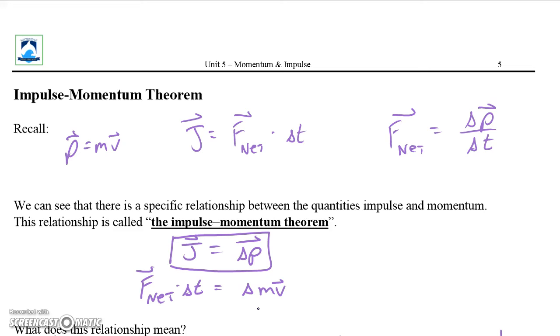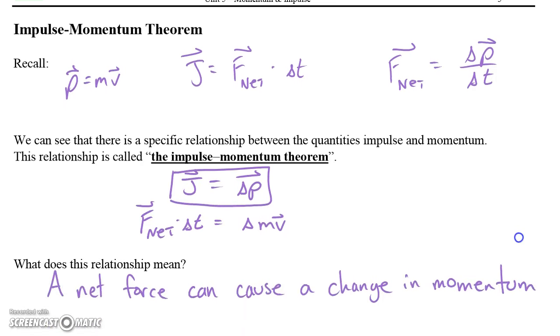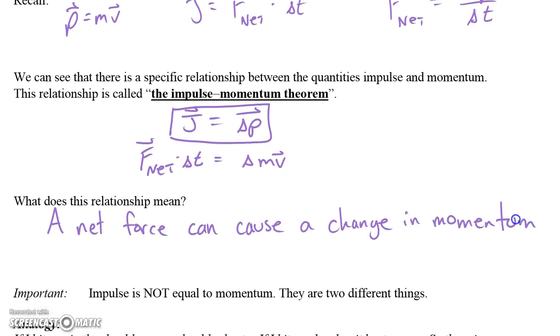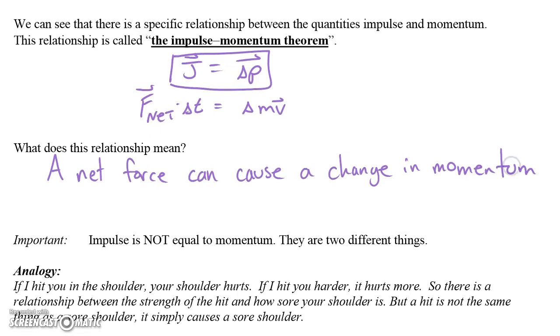It's just relating impulse and momentum through an equation. So what does this relationship mean? It means that a net force can cause a change in momentum. But that doesn't mean that they're the same thing. Impulse isn't momentum. We're just looking at a change in momentum. So it is not the same thing as momentum.